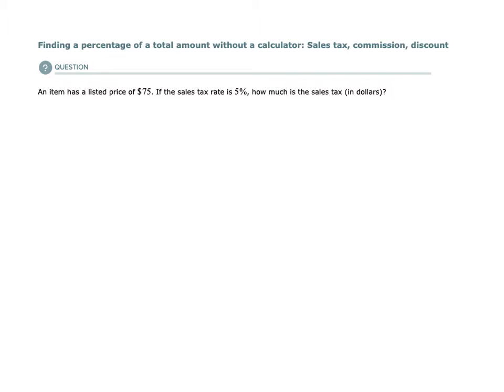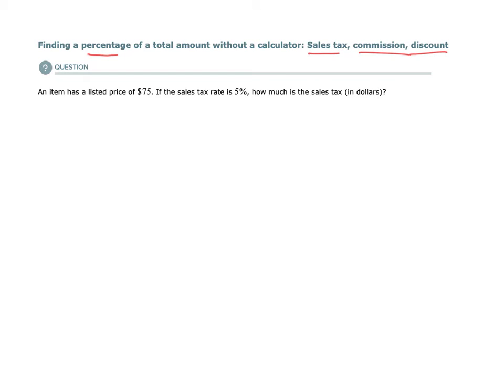All right, today we're going to just do a couple example problems, and I want you to work these problems out to the best of your ability. You do not have to write the problems down. Okay, we're going to find a percentage of a total amount without a calculator. We're going to do sales tax. I'm going to do a discount problem and then a commission problem. So 3 problems worked out.